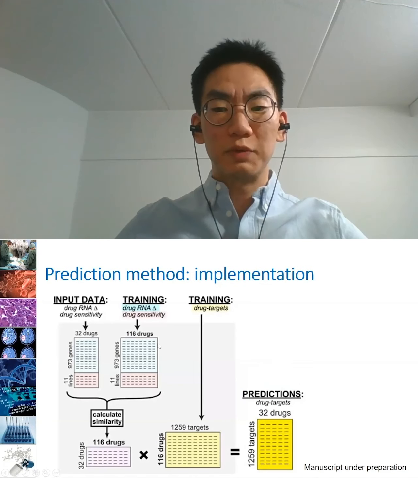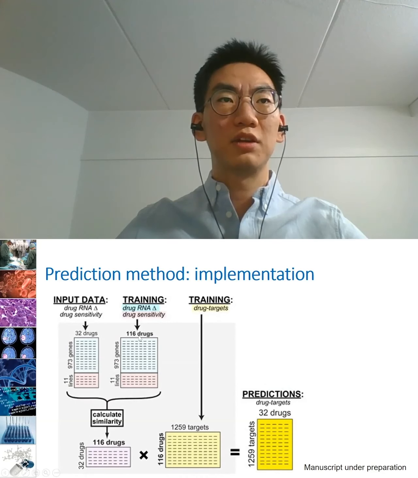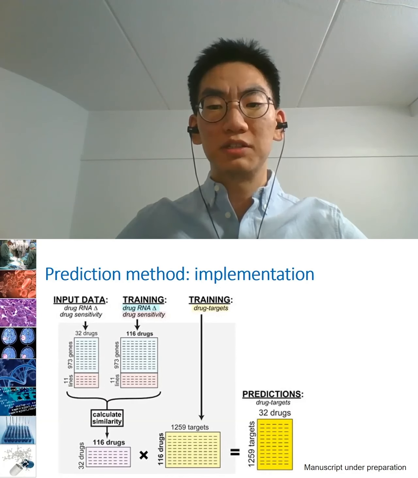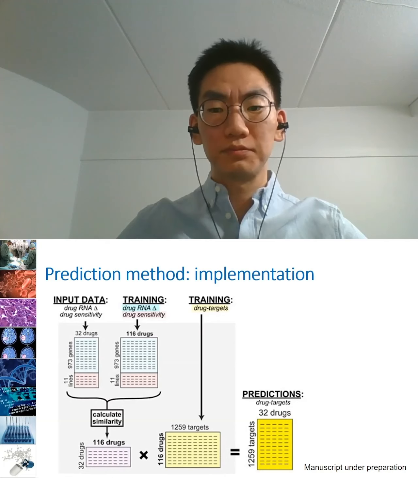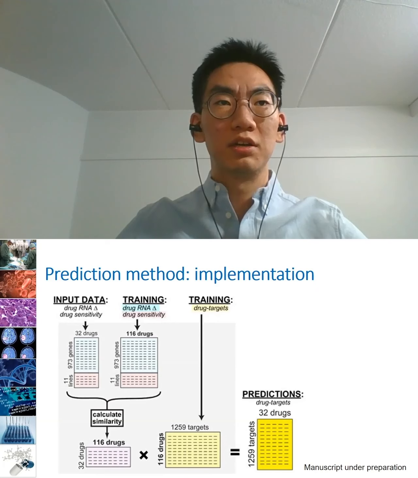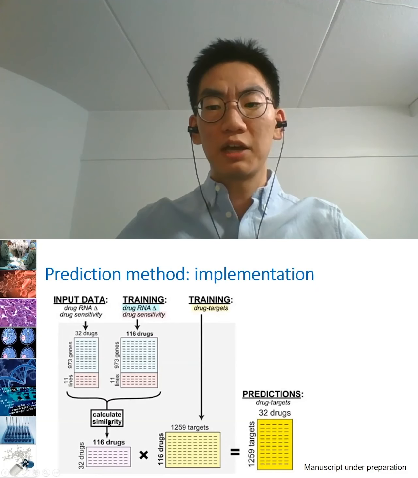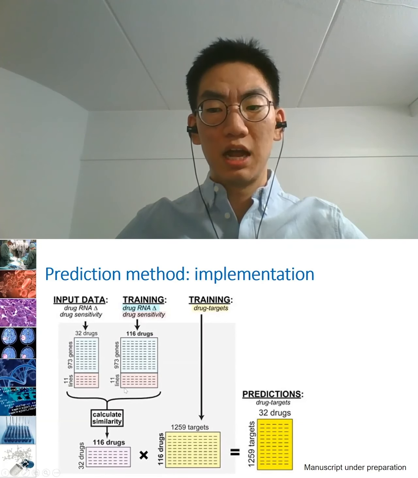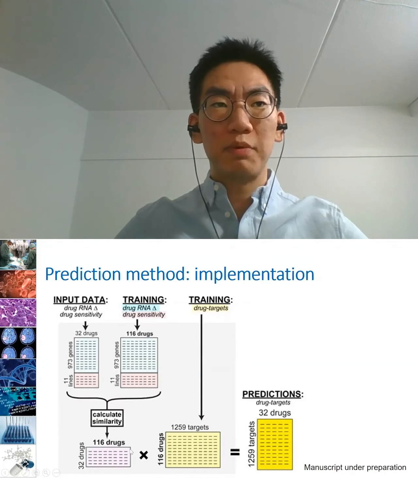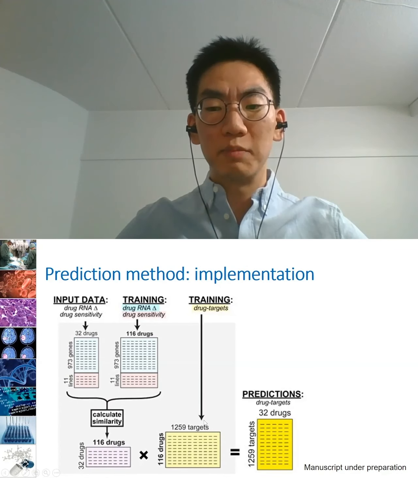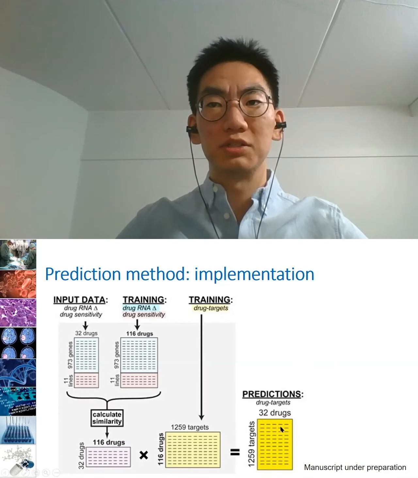So in the end, what we have is a set of 973 gene signature features, as well as drug sensitivities in the 11 cell lines. Our implementation include first, calculate this pairwise similarity using this data, and then use this pairwise similarity matrix together with the drug target information to make the final predictions.